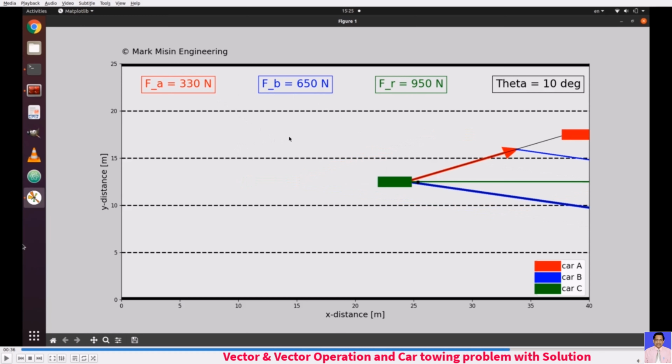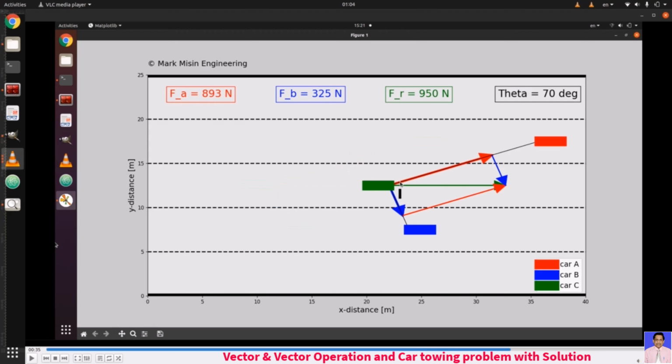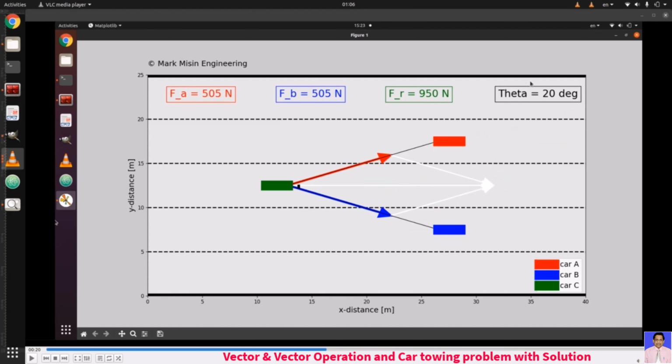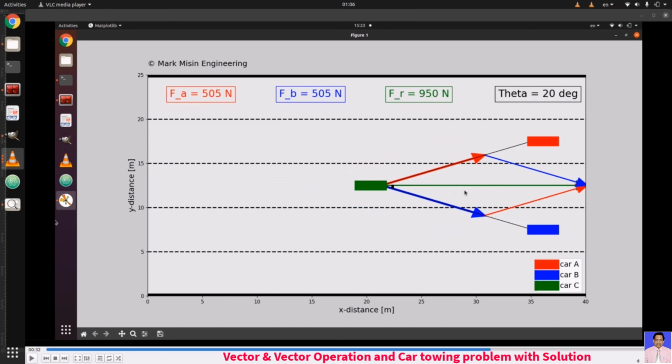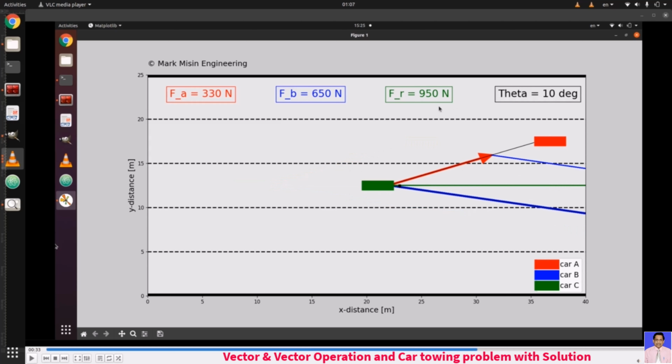So what is the pattern that you see here? When theta equals 70 degrees, then FA is considerably greater than FB. You can see that this blue vector magnitude is quite small compared to the red one, while the resultant force is still 950 newtons. Then, when I make theta equal 20 degrees, then both force vector magnitudes are the same, and the resultant force is still 950 newtons. And finally, if I make theta equal 10 degrees, then now FB is considerably larger compared to FA, and the resultant force is still 950 newtons.